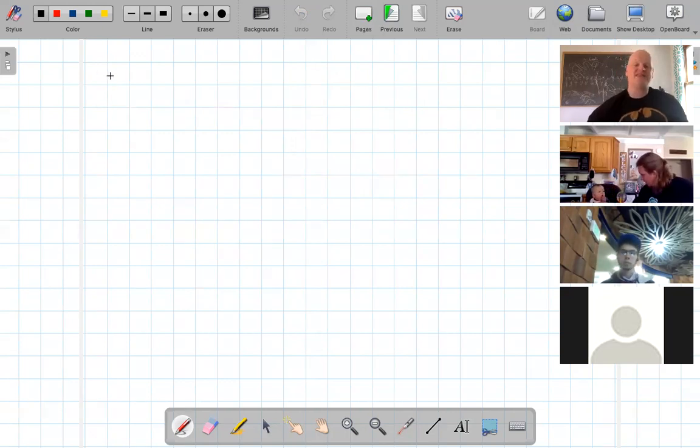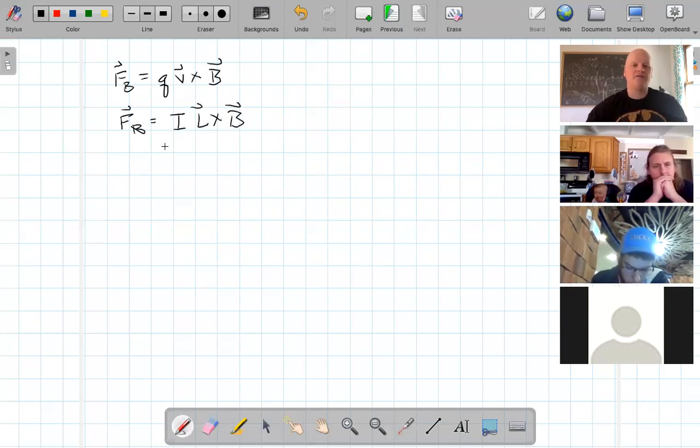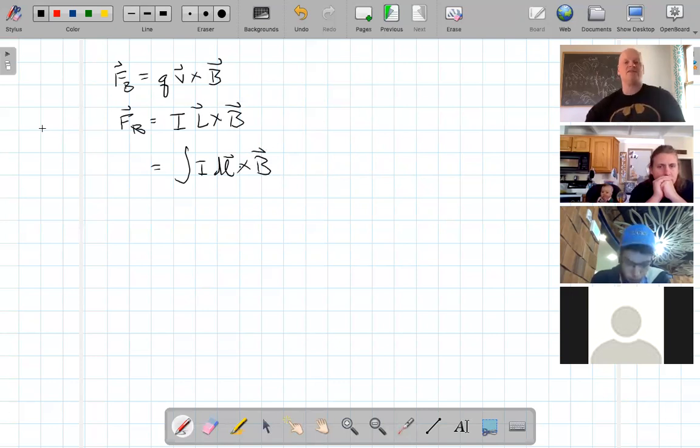All right, so good. Now what do we see? We have now seen force. If I had the magnetic force on a charged particle, this was qv cross B. We had the force on a straight wire, which was equal to I times L cross B, or the force on a non-straight wire, which was the integral of I dL cross B. So this is where we started off.